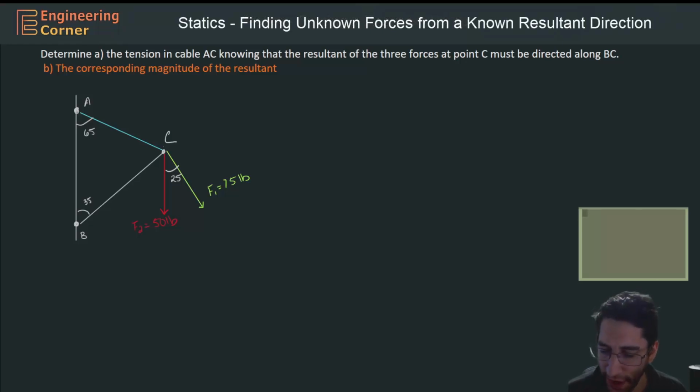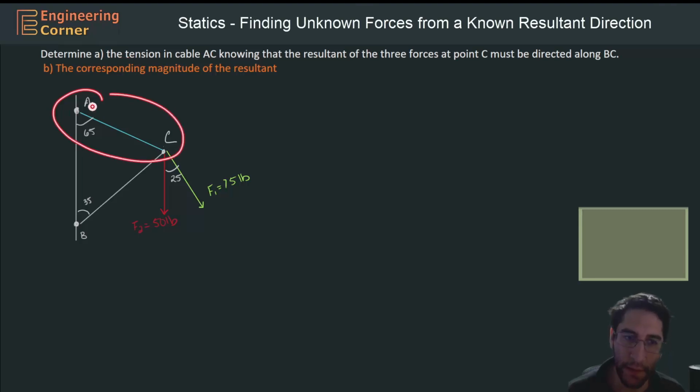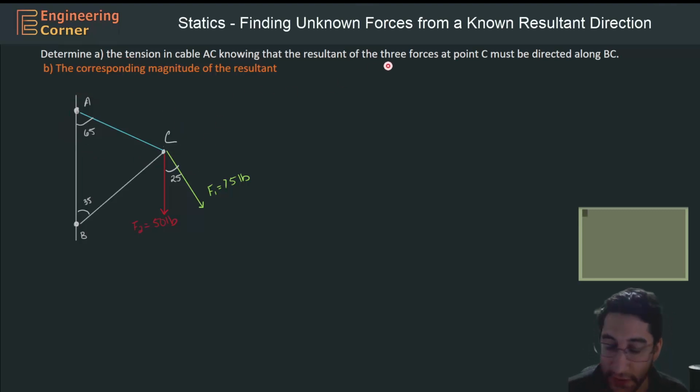In this problem, we are asked to determine the tension in cable AC, which is right here, knowing that the resultant of these three forces, so this tension force, this force F1, and this force F2, must be directed along line BC. So it must be directed along this line. And we also want to figure out the corresponding magnitude of the resultant. So what is the magnitude of my resultant R?